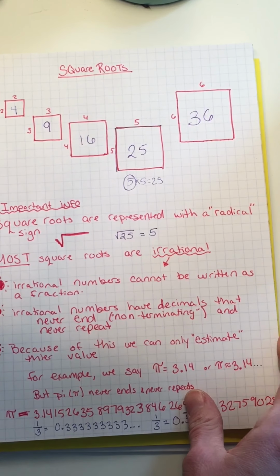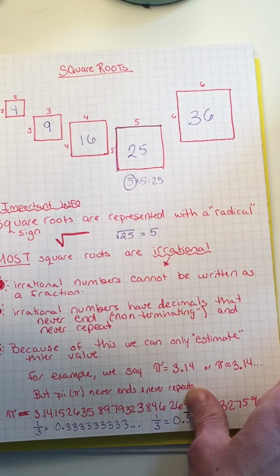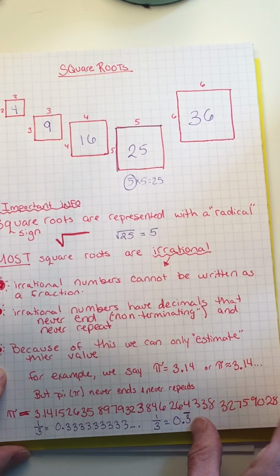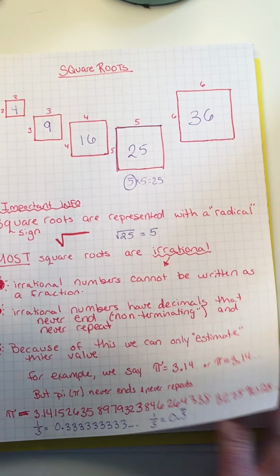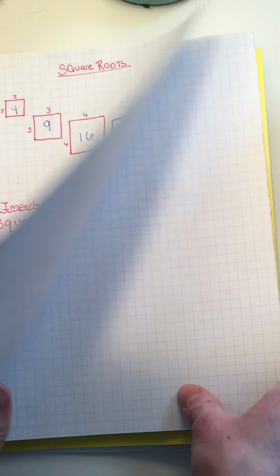Because I can't actually say the exact value of a square root, I'm only going to get some sort of decimal that's really, really long. When I'm asked to estimate a square root, sometimes I have to say, well, it's in between this and that.